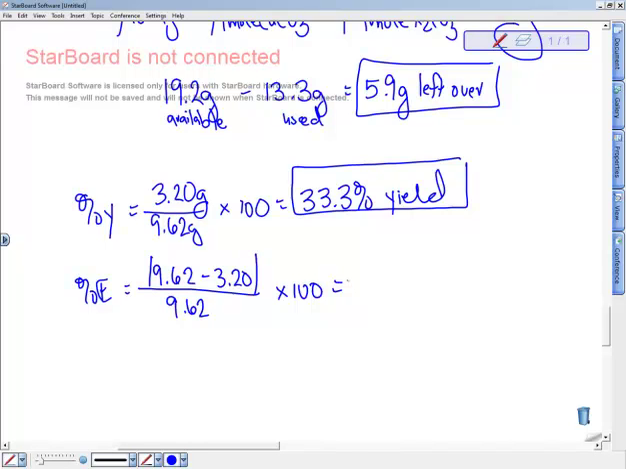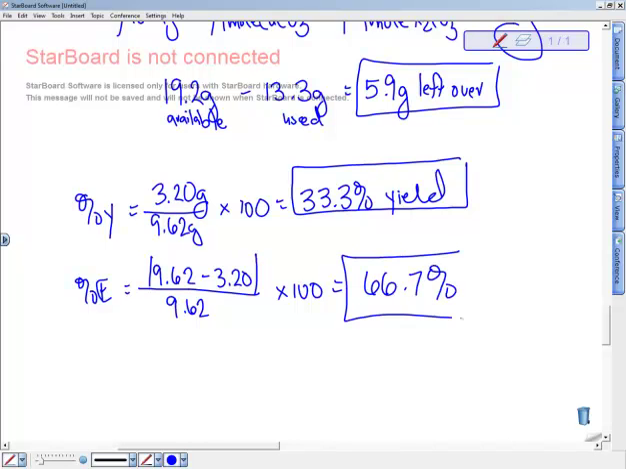Alright, so let's do that. 9.62 minus 3.2 divided by 9.62 and times 100. Now when you do this on the calculator, you want to make sure that the numerator is kind of like a quantity, so you may want to put these in parentheses before you hit divide. Alright, and my answer is 66.7 because I'm going to do 3 sig figs percent.